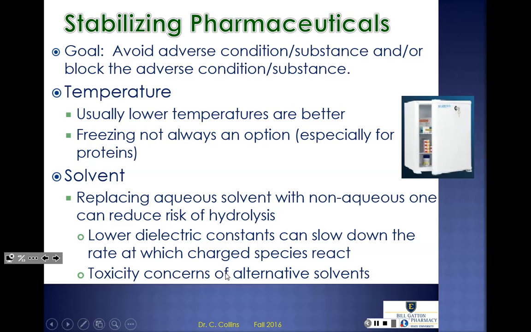So usually lower temperatures are better. So you might say, well, let's store everything in the refrigerator. That doesn't work either. Not because of stability of the drug, but because of the drug delivery system itself. If you store some things, especially suspensions and emulsions, even some solutions, in the refrigerator and they're not designed for that, you can cause the drug delivery system to fail.